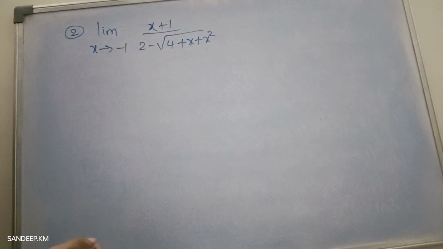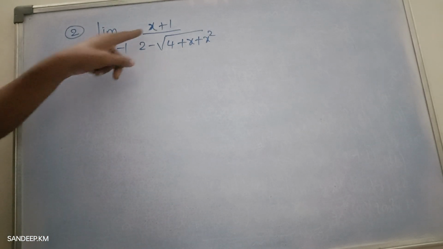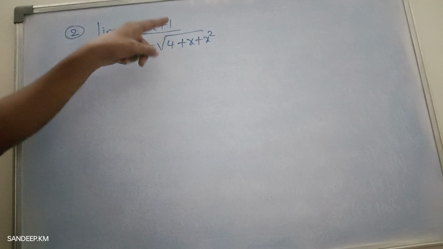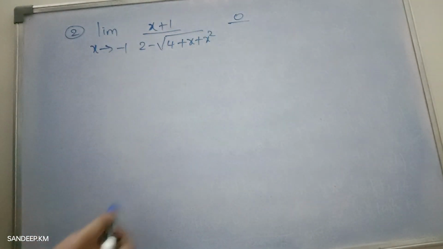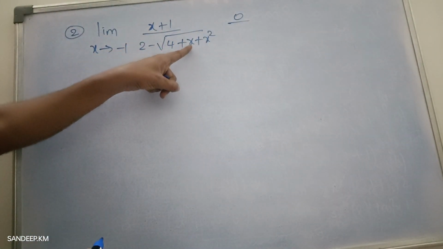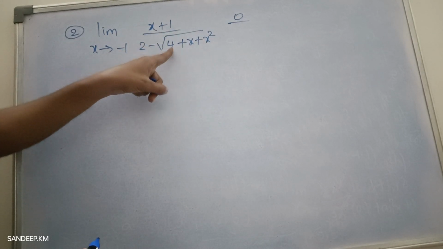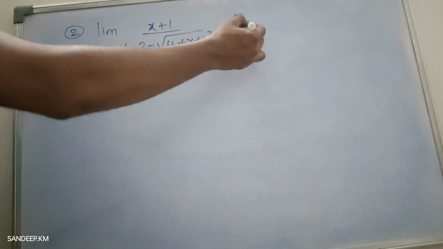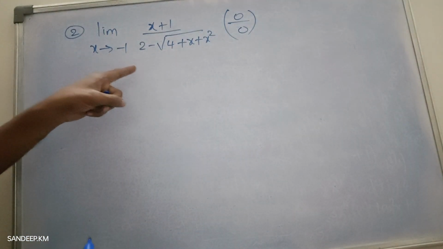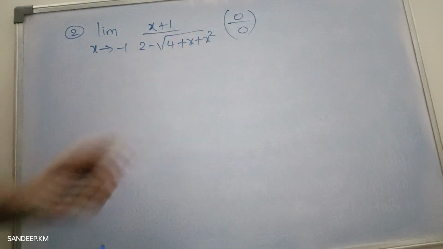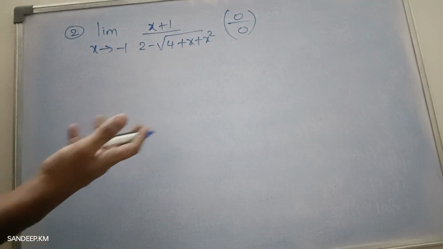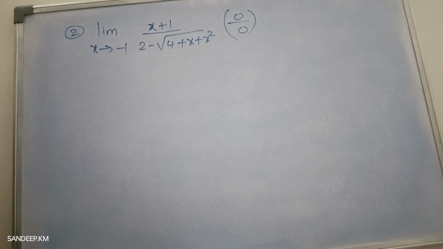Here is our second question. You can try this particular question, and obviously when I substitute x as minus 1, the numerator is minus 1 plus 1, 0, divided by, and substitute x as minus 1 in the denominator. Minus 1 plus 1 will get cancelled. Root 4 will be 2. 2 minus 2 is also 0. So when I substitute x as minus 1, this is taking 0 by 0 form. The indeterminate form which we are getting is 0 by 0, and obviously we can rationalize.